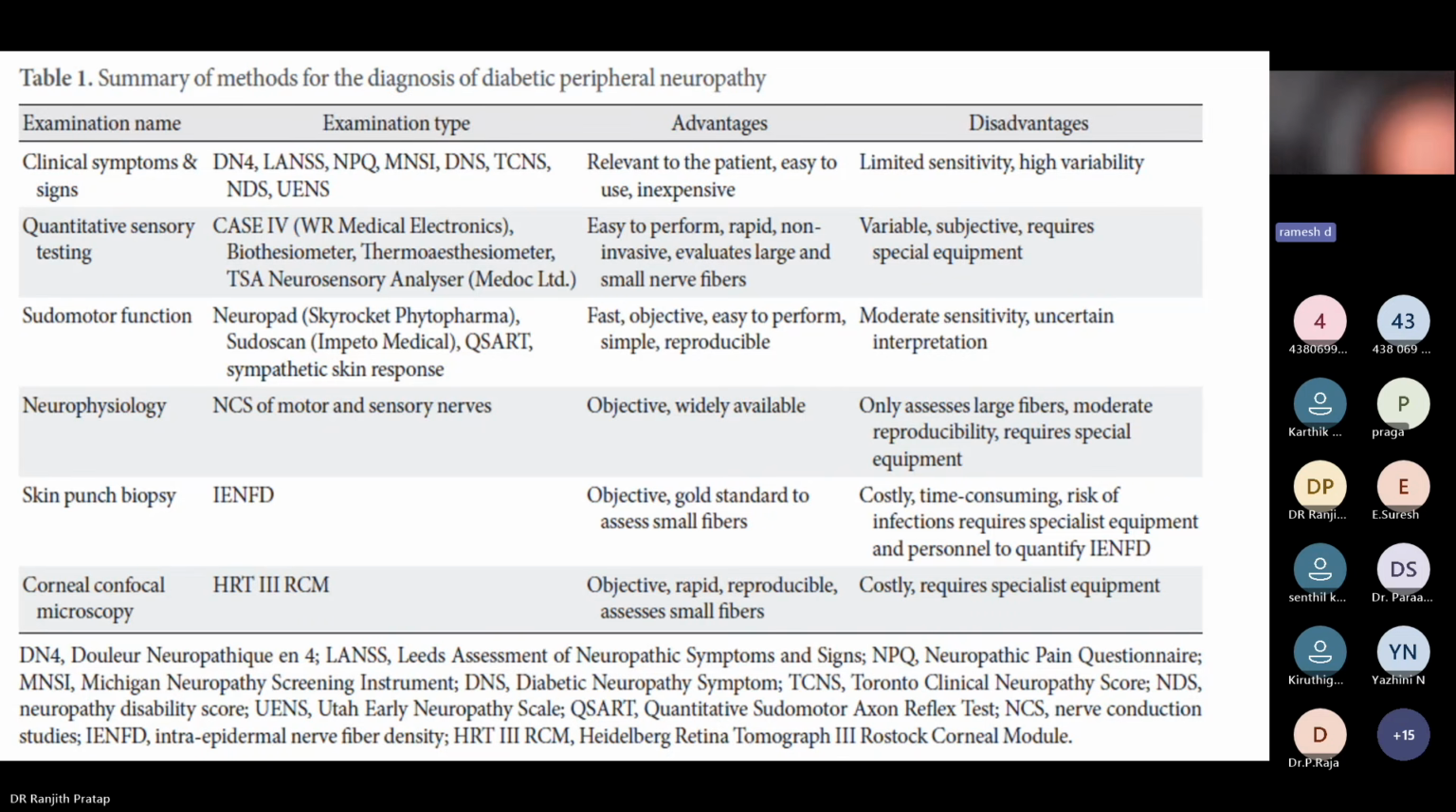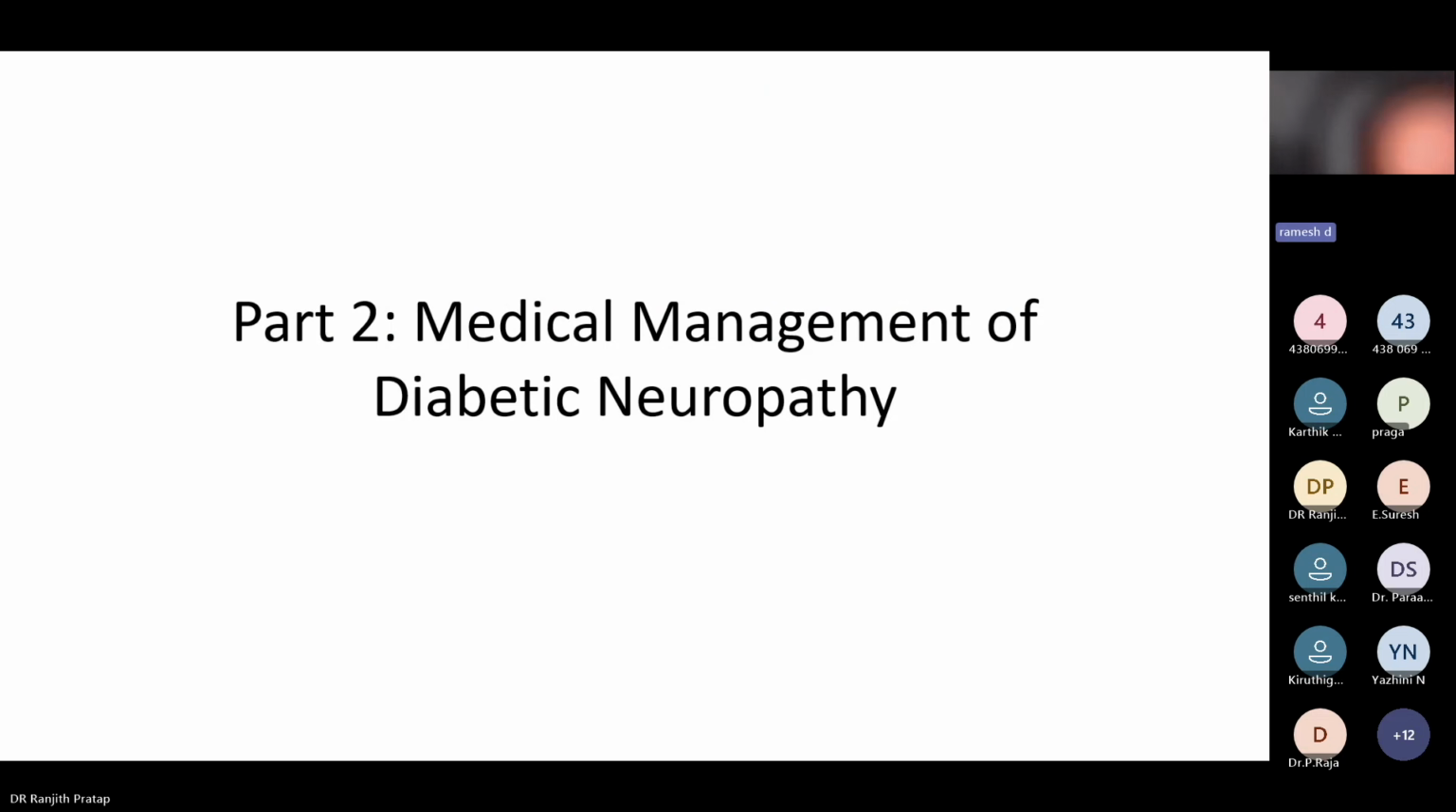So these are the available investigations, but we need not do all of them. We can use the available simple parameters to diagnose diabetic peripheral neuropathy. So, moving on to the second part of my talk, that is the medical management of diabetic neuropathy.